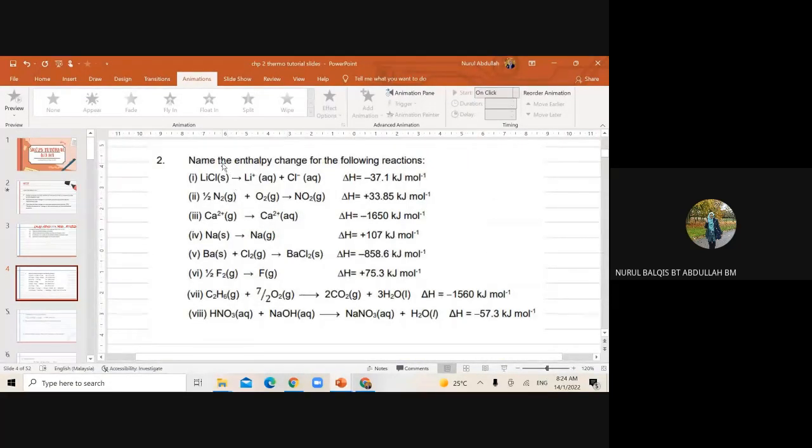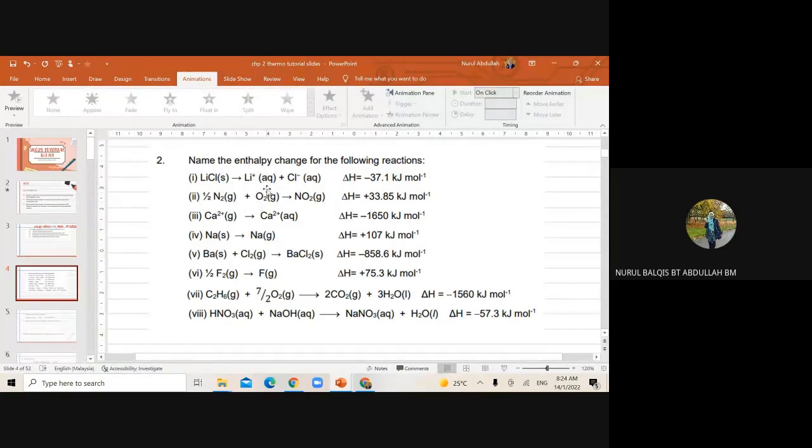For second questions, name the enthalpy change for the following reactions. So the first one, we have this lithium chloride in solid states. Once they undergo a reactions, we don't even know yet what kind of reactions. They become aqueous states. So from solid to aqueous states. What is the name of enthalpy change? Enthalpy of solution. Enthalpy of solutions.